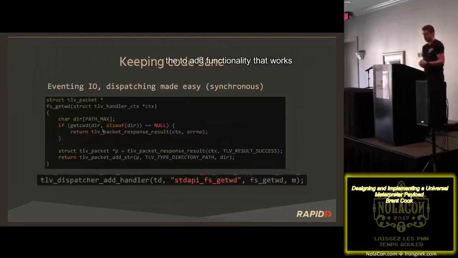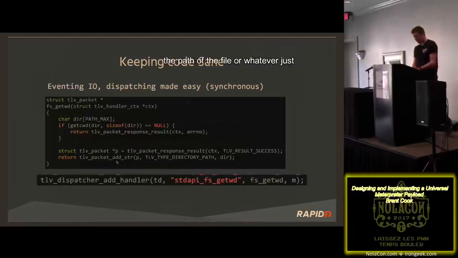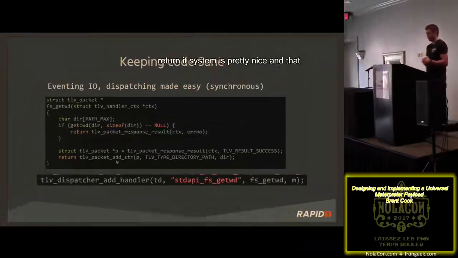Here are some examples about how easy it is to add functionality that works across all the different platforms. Here's what the code that gets the current working directory looks like inside of this new Meterpreter payload. Very much all you have to do is register a function pointer for get the working directory. You say what it should be looking for inside the incoming method stream. And then the system will automatically dispatch a context to that handler. You do whatever it is, get the path of the file or whatever it is you need to do. You create a response and you return it.